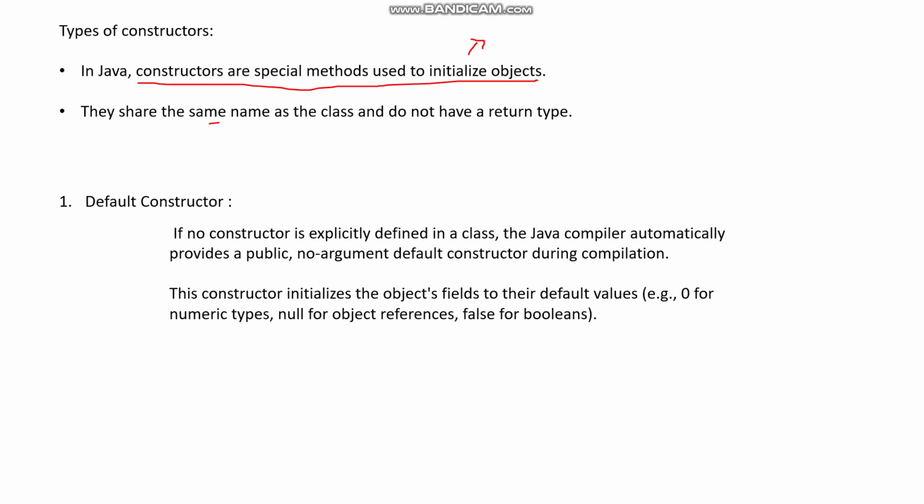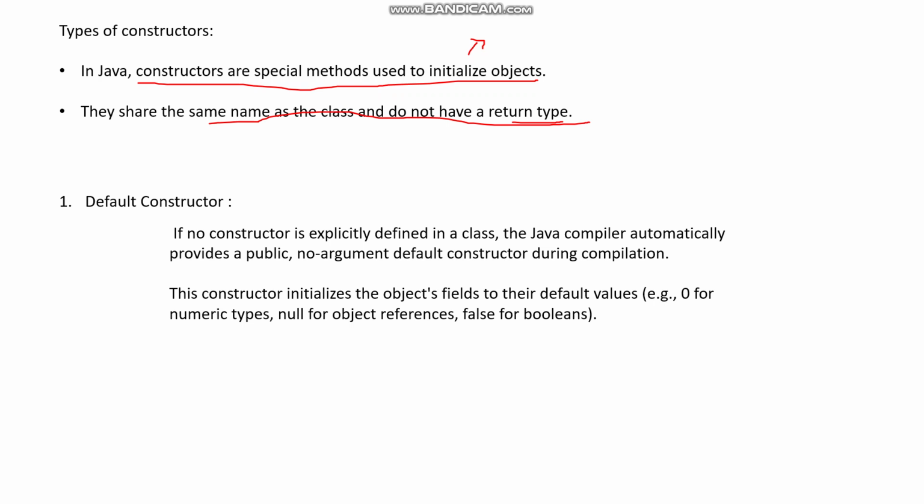Here they share the same name as the class and do not have a return type. Means the constructor name and the class name must be the same. And also they do not have any return type. Don't write any return type here. Don't even write void while writing constructors.